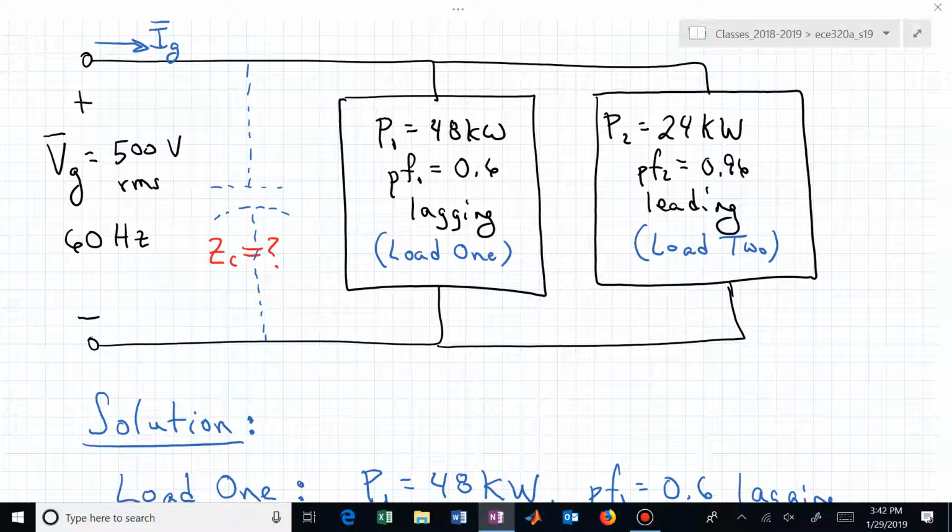Since it's leading, it's negative. So now we have a negative angle that's less than 45, and it's significantly less because 0.96 is pretty close to 1. So let's keep that in our head or on a piece of scratch paper when we're working these problems or on the exam.